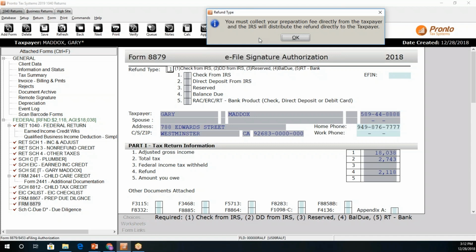Because once it leaves your office and they decide to skip town and not pay you, you will never be able to collect from them. And they will get their refund. So make sure you always collect up front for any electronically filed tax return.